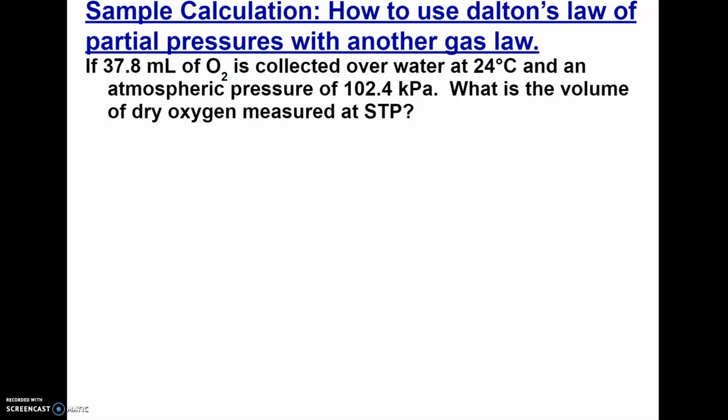We're given the temperature, the atmospheric pressure, and we're looking for the volume of the dry oxygen gas measured at STP. So since we're dealing with conditions 1 and 2, we know this is going to need to be combined gas law. But before we can do that, we need to adjust our atmospheric pressure to get the pressure of just a dry gas.